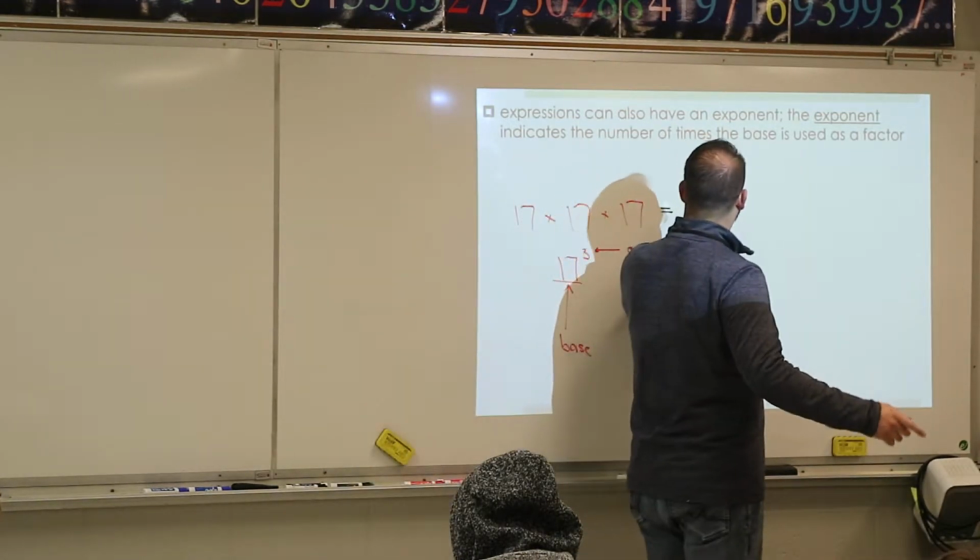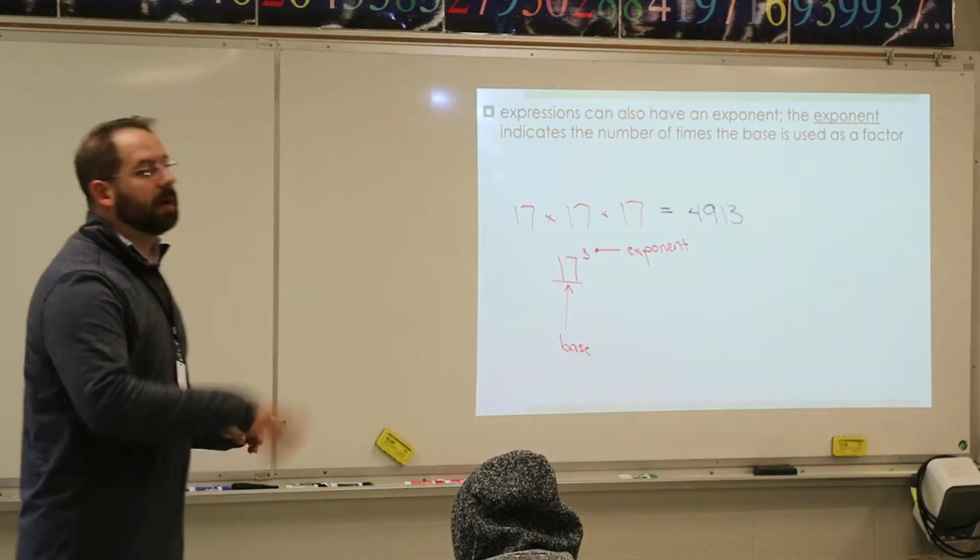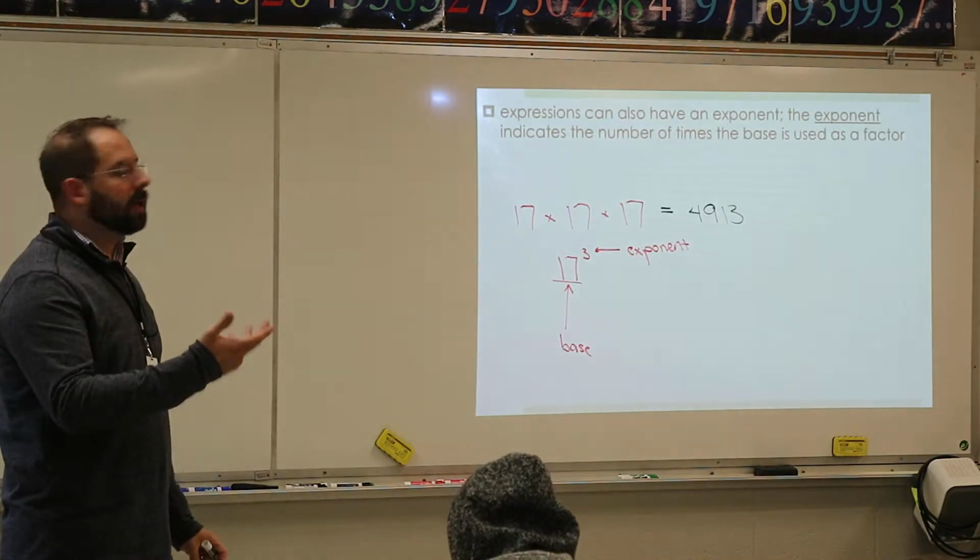4,913. Okay, so we're getting that when you multiply 17 times 17 times 17. Okay, now here's the thing. Let's learn how to type this in faster, because obviously that's a pain.